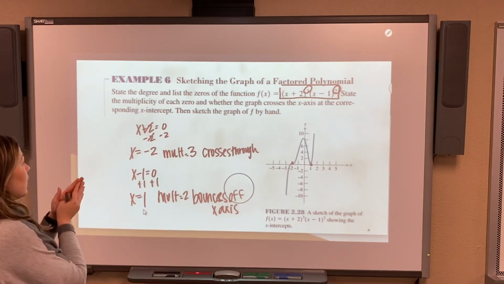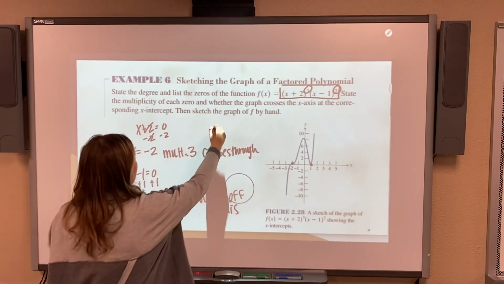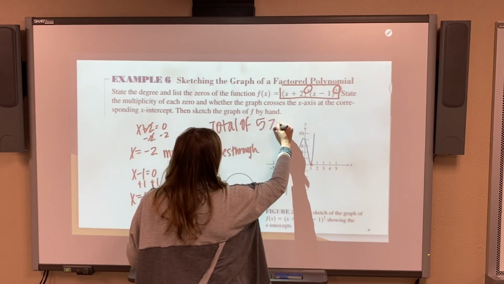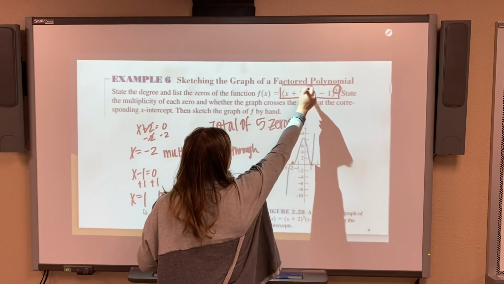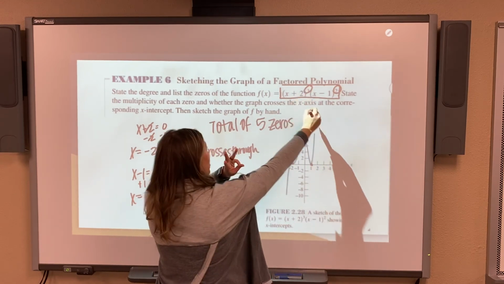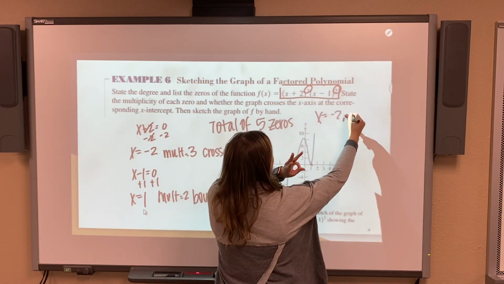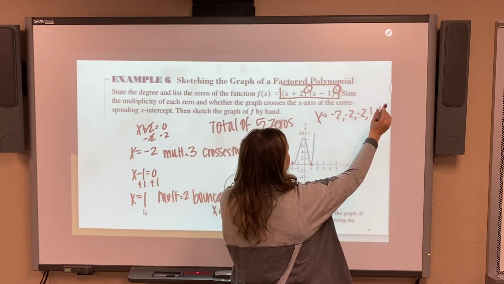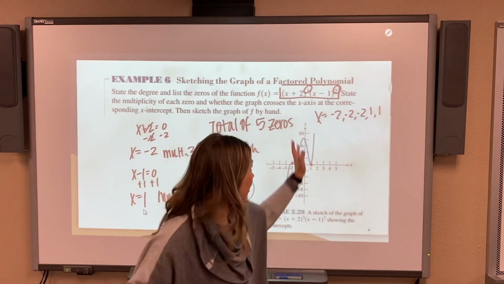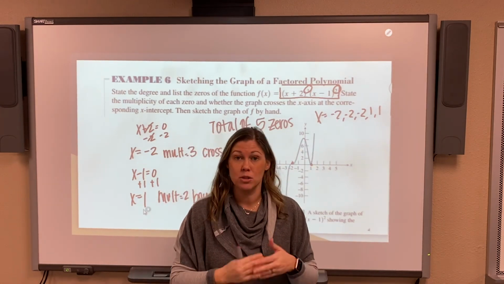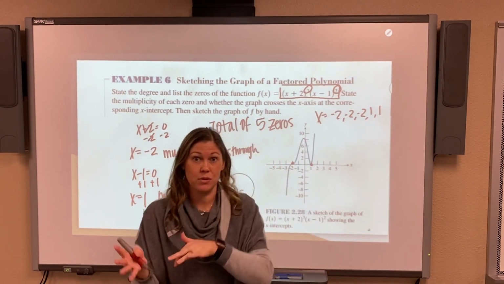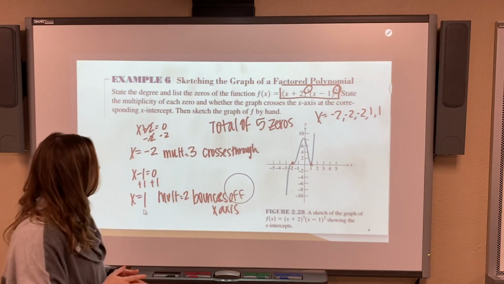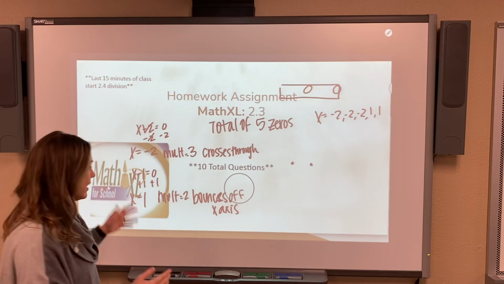Okay, and so here we have a total of 5 zeros because we have 3 negative 2's, so our x values are negative 2, negative 2, negative 2, 1, and 1. So 1, 2, 3, 4, 5. However, you're not going to list it out 3 times. You're going to say negative 2 with a multiplicity of 3, and 1 with a multiplicity of 2. Okay, so there's that, and that's it.